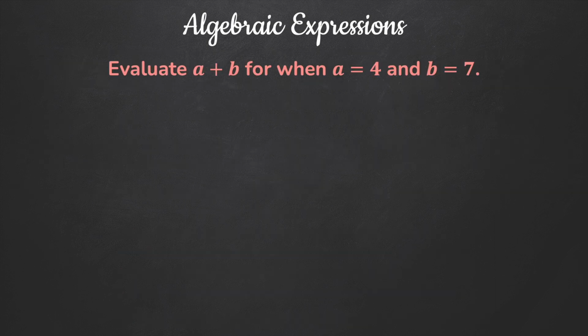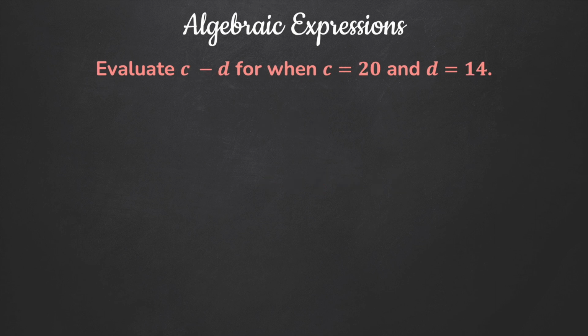Here in our first example, we have evaluate a plus b for when a is equal to 4 and b is equal to 7. So, again, our expression is a plus b, and since we know a is equal to 4, we're going to substitute a for 4. And since we know b is equal to 7, we're going to substitute b for 7. And now we have 4 plus 7, and we're going to go ahead and add. So 4 plus 7 is equal to 11.